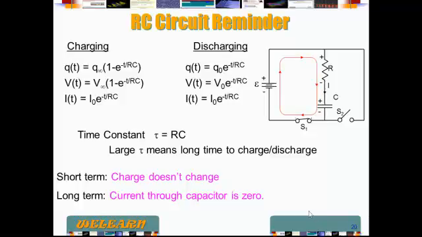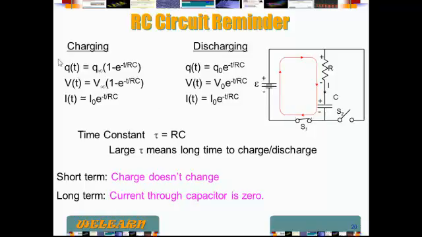Remember this from the time when we discussed the RC circuits. Remember, we had two switches, S1 and S2. We charge the capacitor by closing S1 and opening S2. Then we have the current flowing in this loop marked with a red loop. And we discharge it by opening S1 and closing S2.